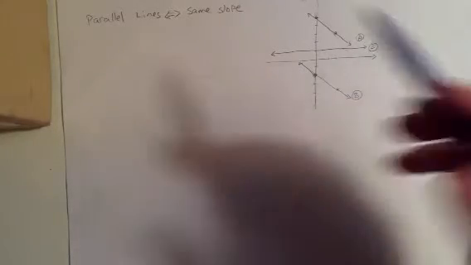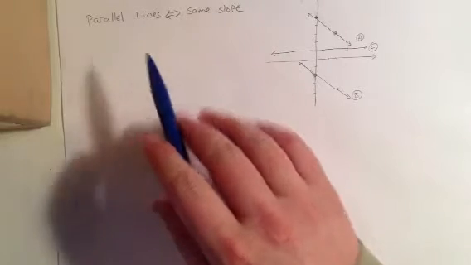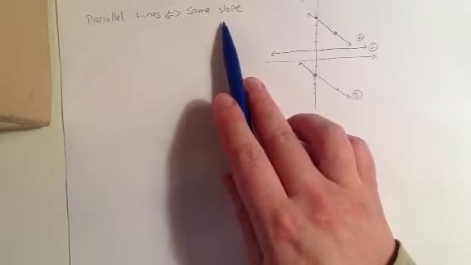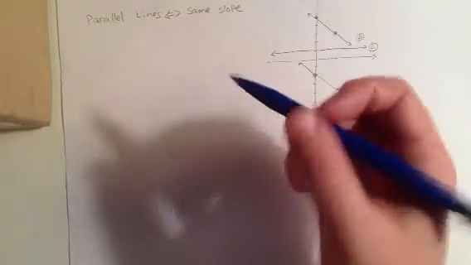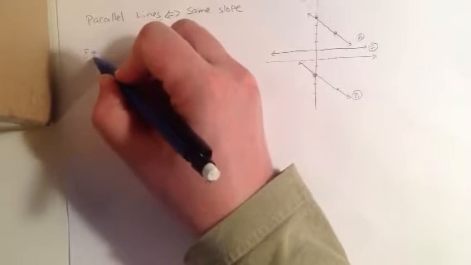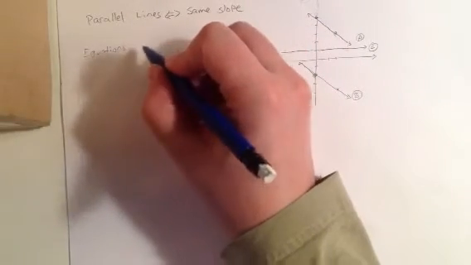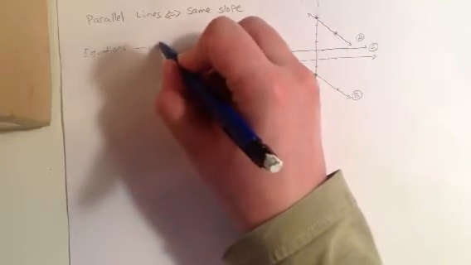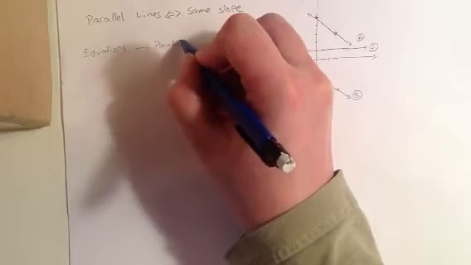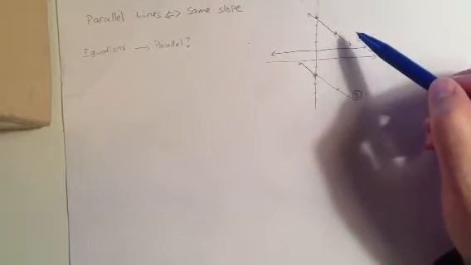Okay, now we're going to talk a little bit about parallel lines, and this is now from section 5.8. So parallel lines always have the same slope. So what we want to be able to do eventually is, if I give you some equations, you need to be able to tell me, are they parallel? So let's look at it graphically first.